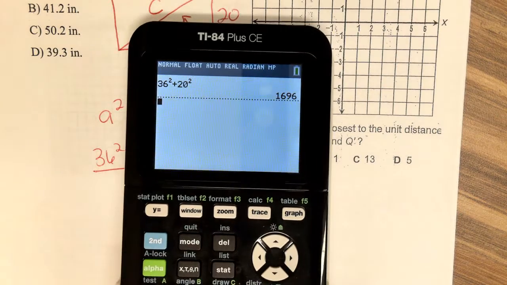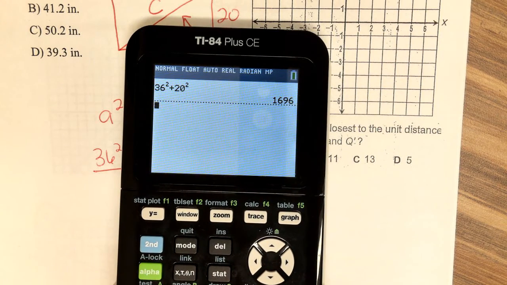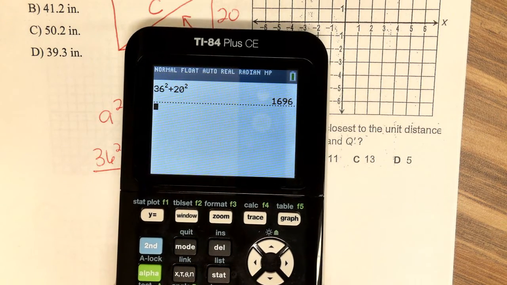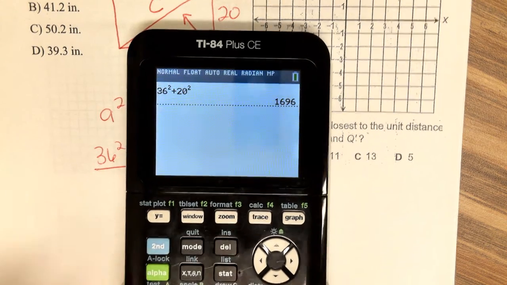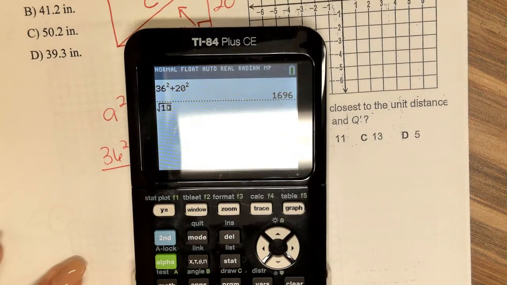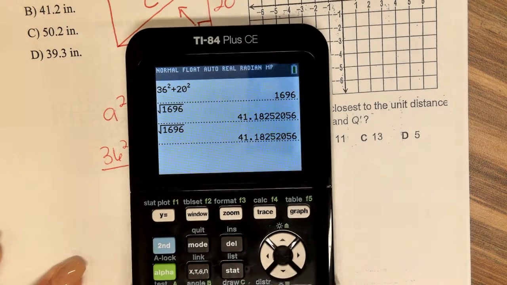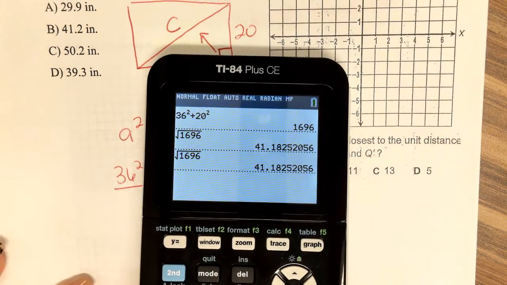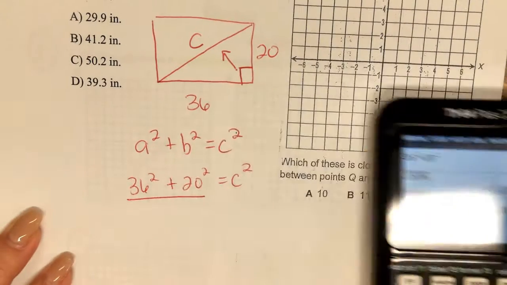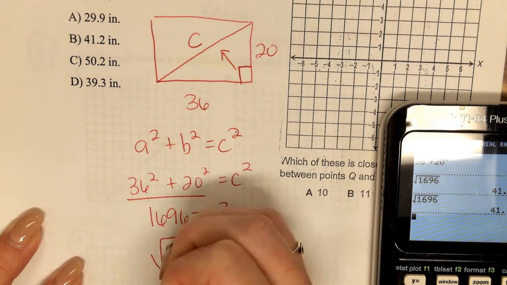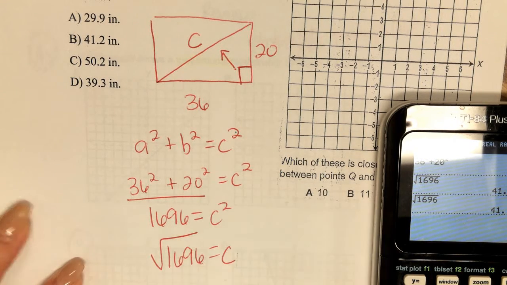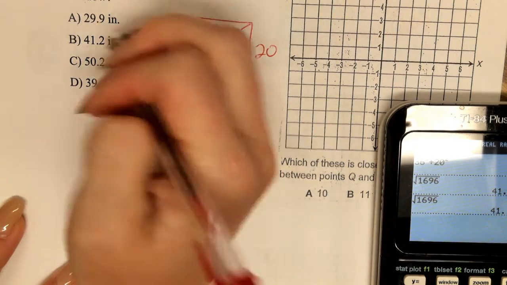Once I have this answer, what do I do? Square root it. So the square root of 1696. And that's my answer. 41.18. So which one's the closest? I'm showing my work so that you'll have something to look at. And the closest answer was B.